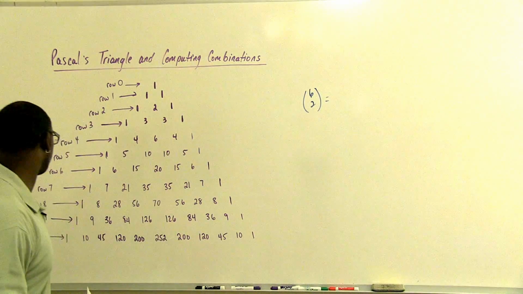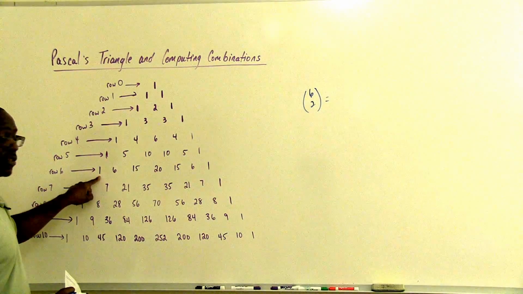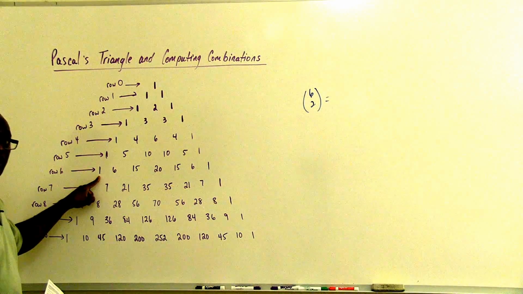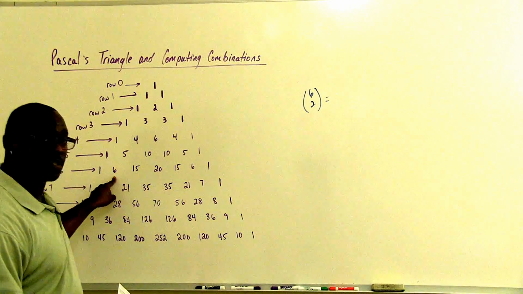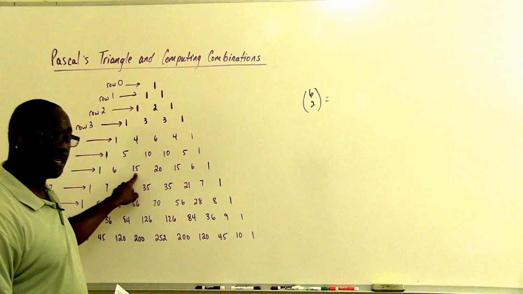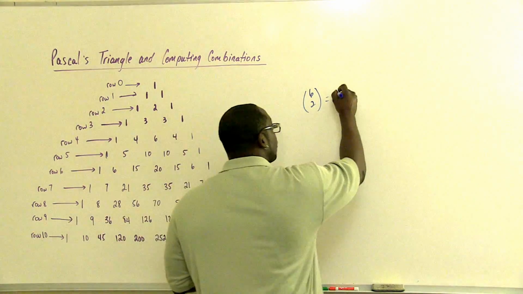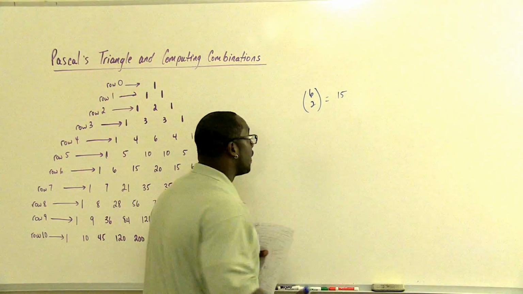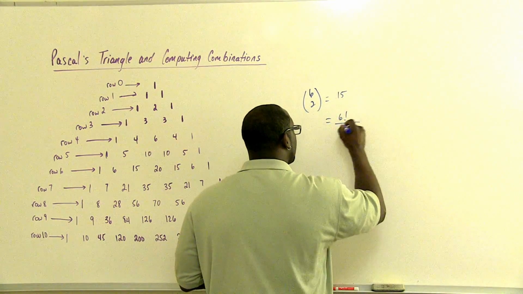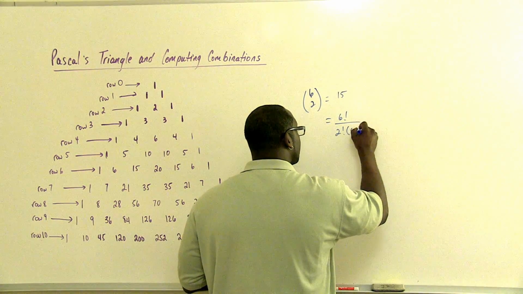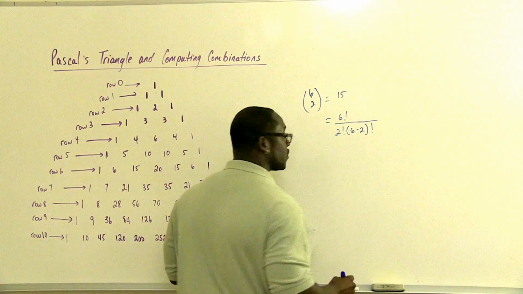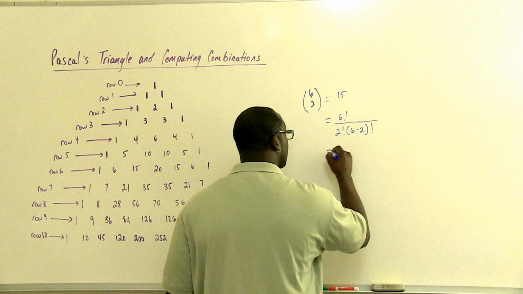And so if we look at row 6, this is understood to be 6 things taken 0 at a time, 6 things taken 1 at a time, 6 things taken 2 at a time. So the answer to this is actually 15. Now, if we did this the long way, you'll see that we still end up getting the same answer. And I'll go ahead and work it for you just to show.